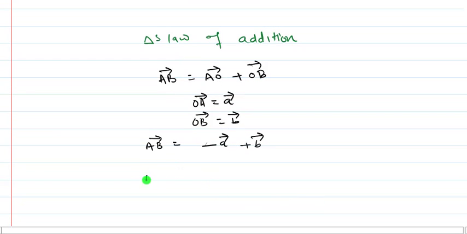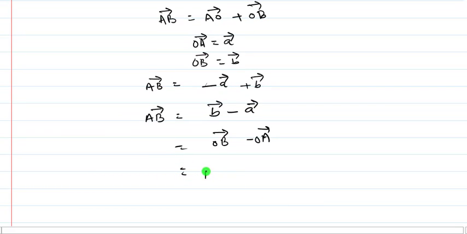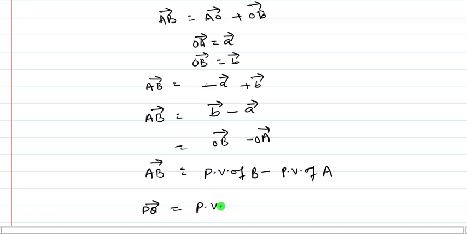What are we getting? We are getting that vector AB is equal to vector B minus vector A, or we can say OB minus OA, or we can write that vector AB is the position vector of B minus the position vector of A. So, therefore, a vector can be represented in terms of the position vectors of its initial point and terminal point. But the thing that we need to take care of is, if we take vector PQ, then it will be the position vector of Q minus the position vector of P. The order should be position vector of Q minus position vector of P.